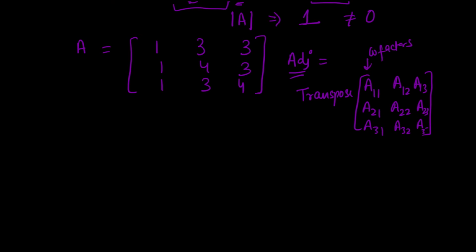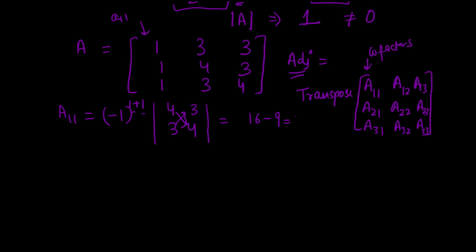Now let's find out the cofactors. Let's find out cofactor A11. It will be minus 1 to the power 1 plus 1, because this element is small a 1, 1. And you have to write the elements other than row 1 and column 1, so it becomes 4, 3, 3 and 4. Now when you solve it, this becomes 16 minus 9, which is 7. This is minus 1 square, which is 1.